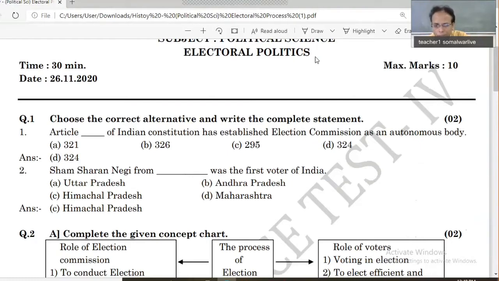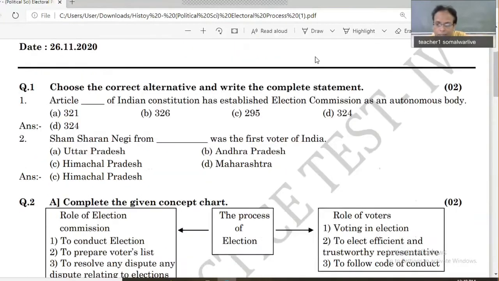So be very careful about the presentation of your answer. Don't give any chance to your valuer to reduce the marks. You are expected to write along with the statement. Then another one: Sham Saran Negi from dash was the first voter of India. Again, write the answer along with the statement: Sham Saran Negi from Himachal Pradesh was the first voter of India, and underline the answer part, that is Himachal Pradesh. So be careful and please stick with that.